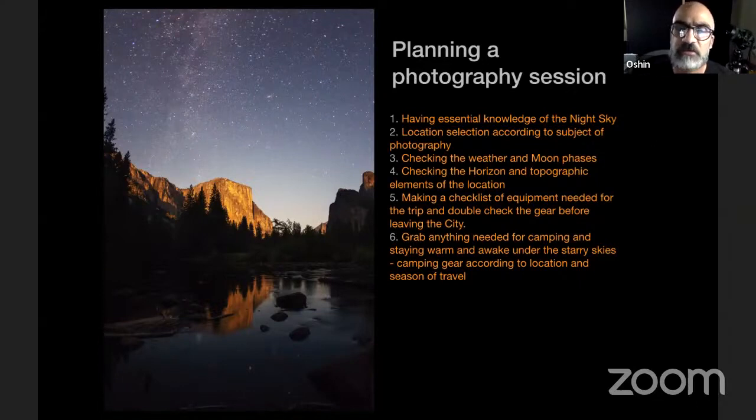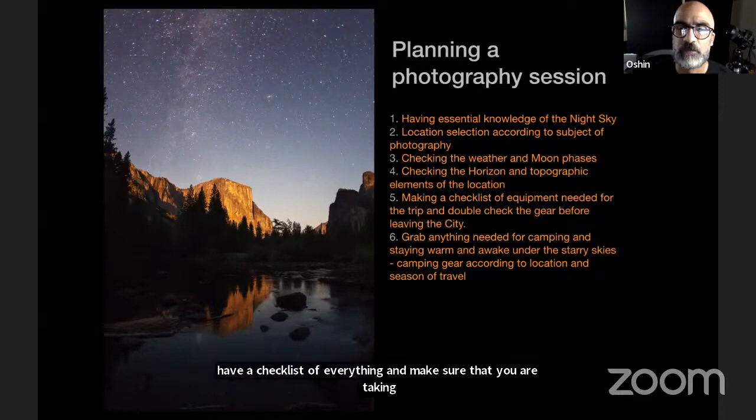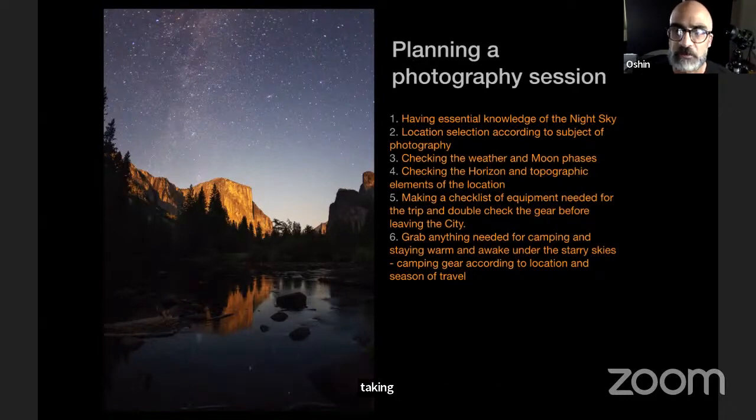So I already talked about number 4. Number 5 is making a checklist of the equipment, the cameras and the lenses, and the camping stuff, everything that you want to take with you on your trip. Have a checklist of everything and make sure that you are taking all the stuff, because in night photography, sometimes unpredictable things can happen and you need to be prepared.